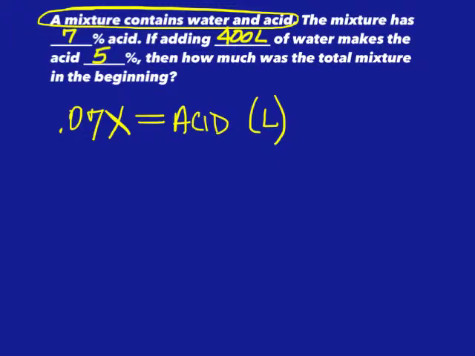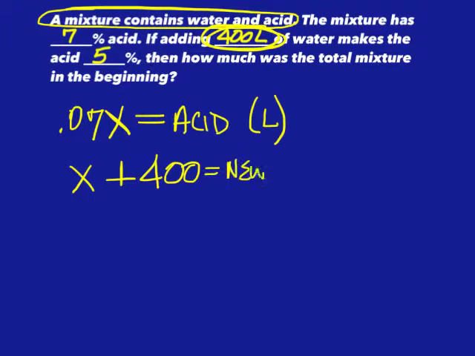Now you're going to add 400 liters of water. So whenever we add water, we have to figure out the new amount. We don't know the beginning amount. It's still x. But we do know we're adding 400 liters of water to it. So x plus 400 is our new total, and that's in terms of liters.